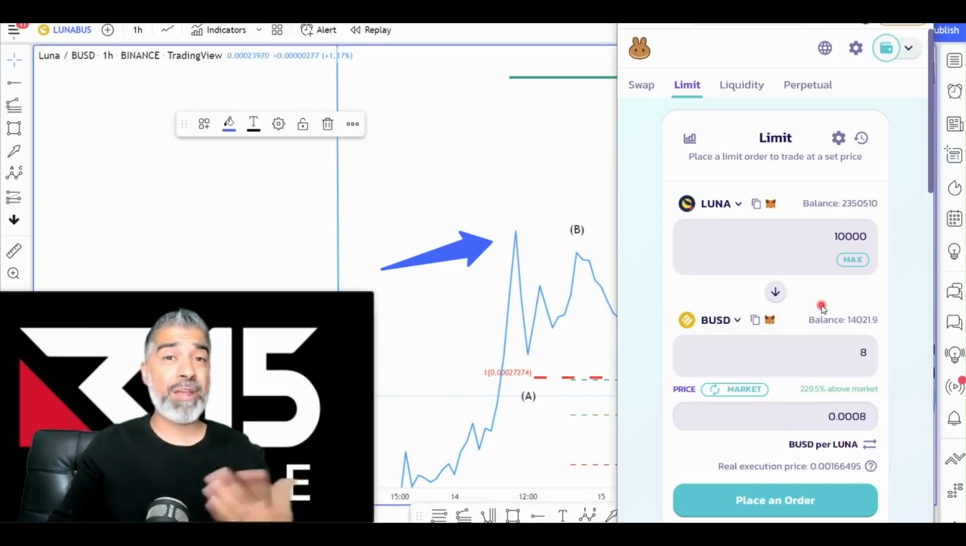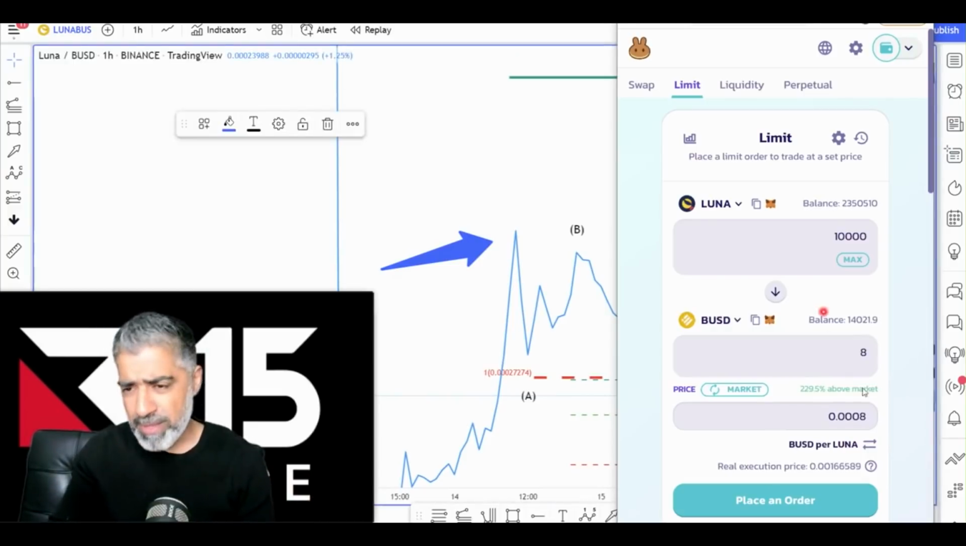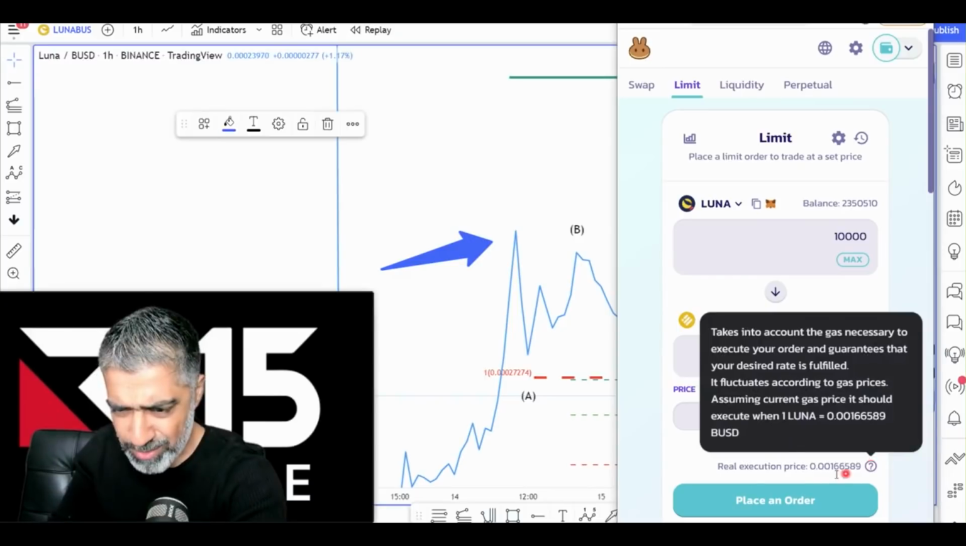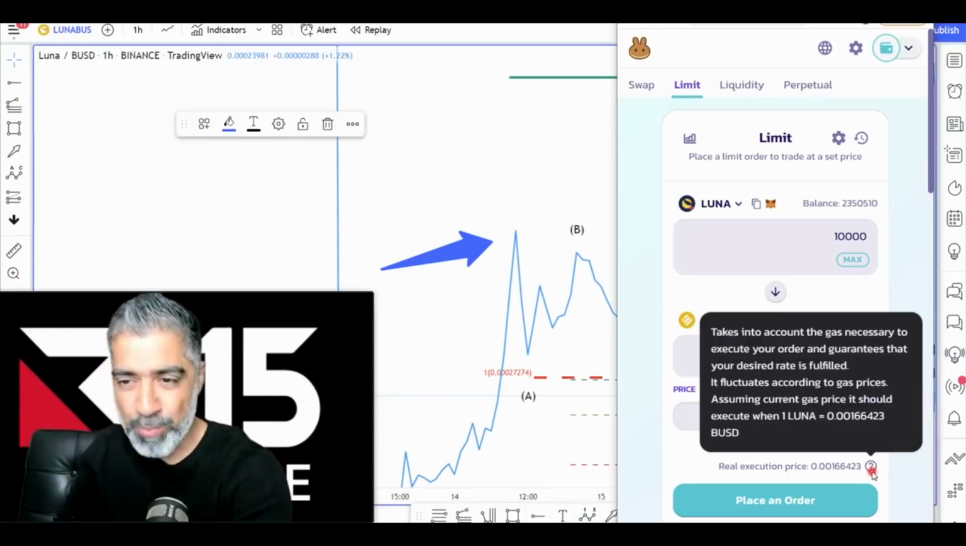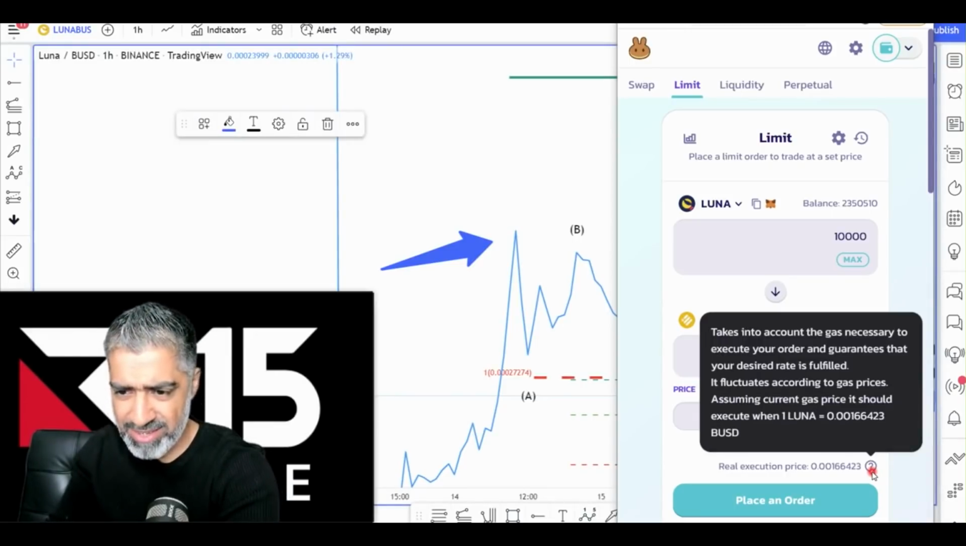But it's good to play with this feature. I'm just double checking here. Why is it doing 0.0008? I was taking into consideration the gas. Because it's such a small amount, the gas is quite high.